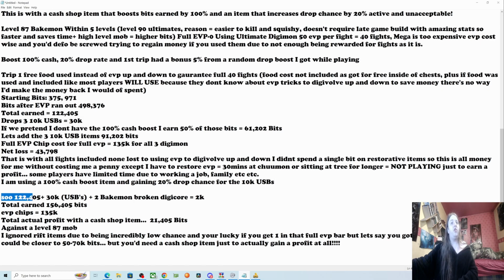So, 122,405 plus 30k USBs, plus 2 Bakemon Broken Digicore, which I also got. They're 2k each when selling to the shop. My total earned, with the 100% increase and all the drops I got, was 156,405 bits. The PvP chips cost 135,000 bits. Total actual profit with a cash shop item: 21,405 bits. Against a level 87 mob.